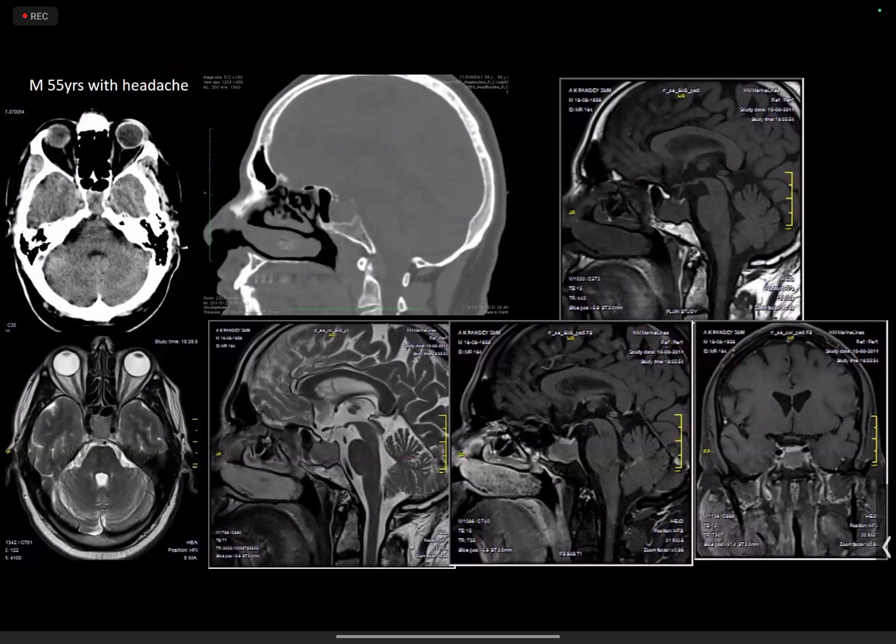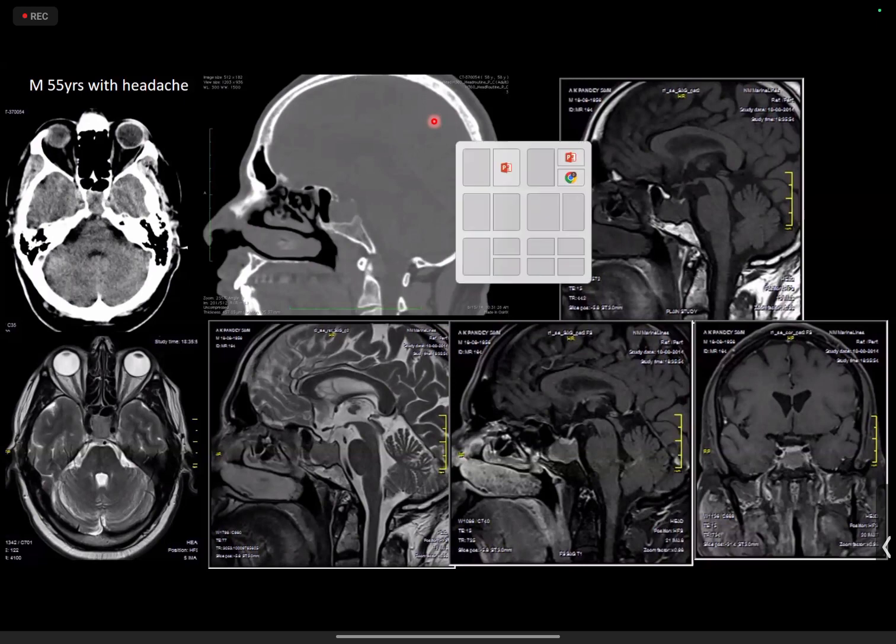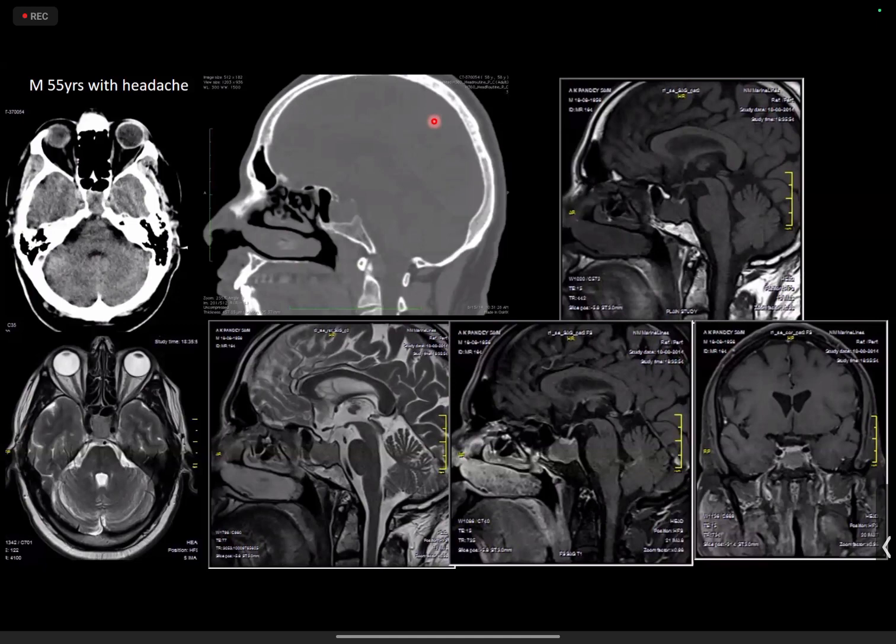Ma'am, on the bone window of the CT, there is widening of the sella turcica. On the MR sequences, there is a T2 iso-intense and T1 iso-intense lesion in the sella. It is not extending into the suprasellar space. The infundibular stalk and the optic chiasma appear normal. There doesn't appear to be any erosion of the underlying sella.